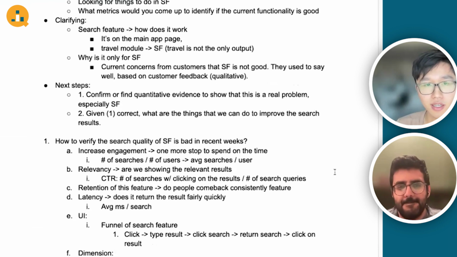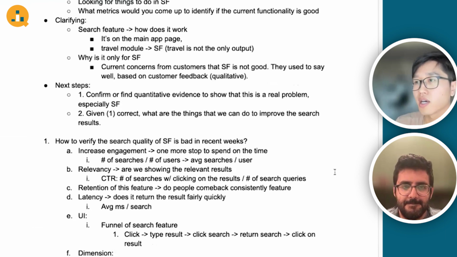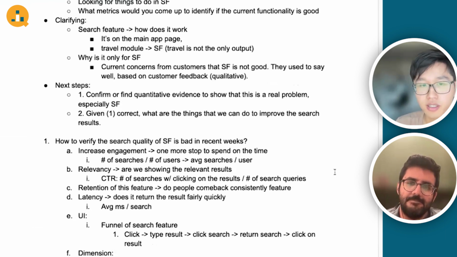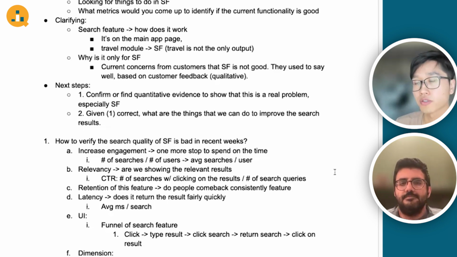The problem is that we receive a lot of feedback from people in the SF saying that the search quality has gone down, right? And the follow-up actions we have taken are to break into two steps. Number one, finding evidence to show that this is actually a real problem. Number two, we have verified that it's a real problem, and what are we planning to do next to address this concern?